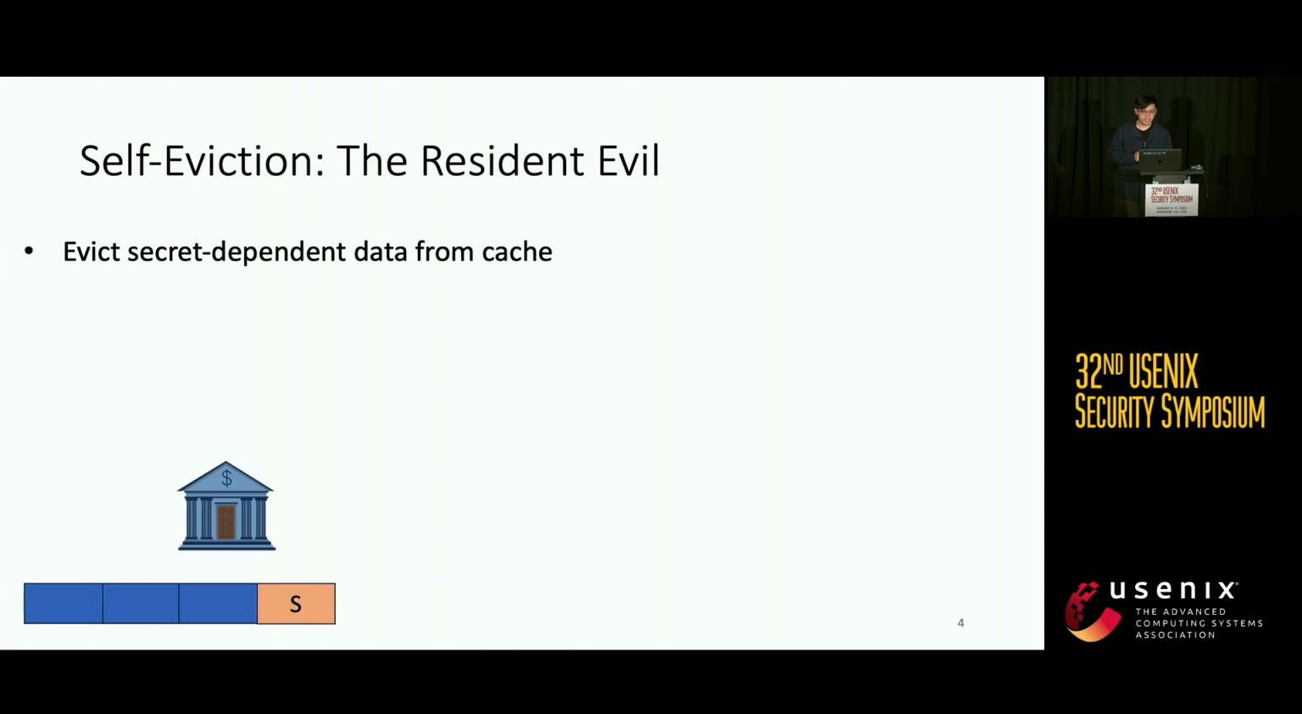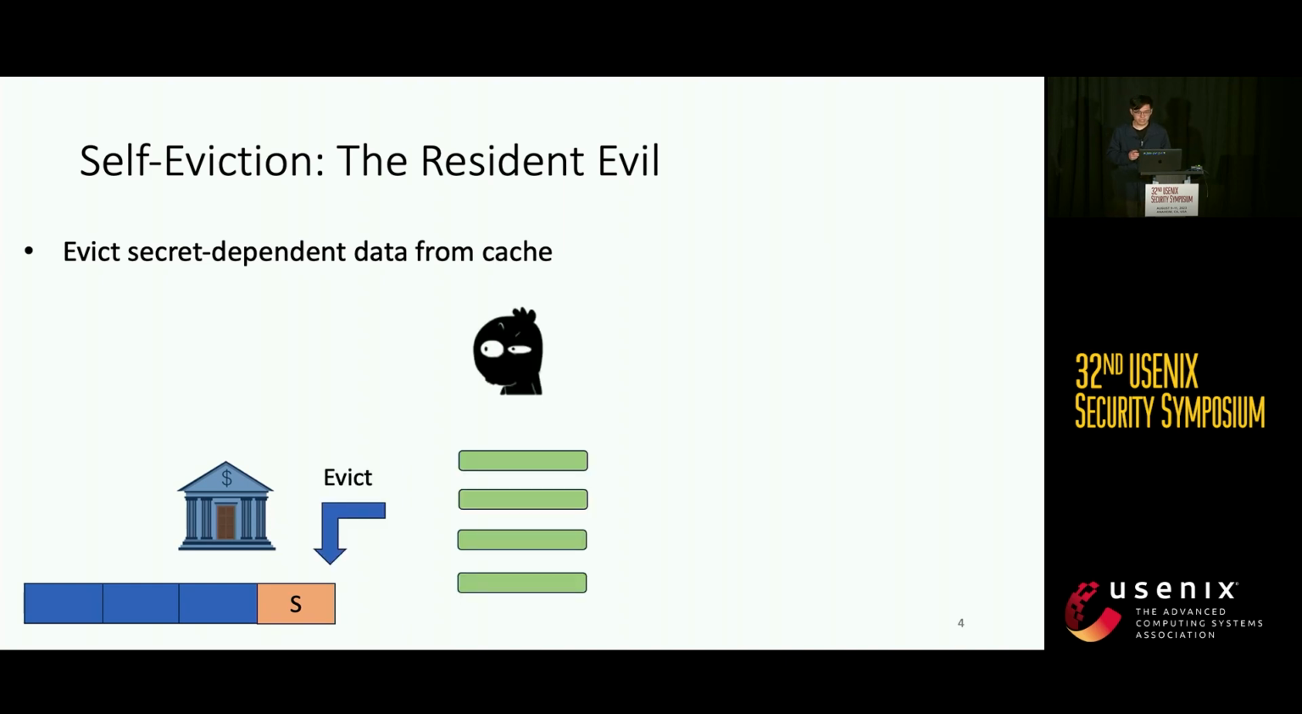Assume that we have secret data that's stored in the cache. To remove the data from the cache is simple: an attacker just needs to access a bunch of memory, and that can evict the secret dependent data. In past research, we know that evict time is very powerful because it is easy to evict secret dependent data, and we can then just measure the execution time of the victim process. We can infer secret dependent behaviors.